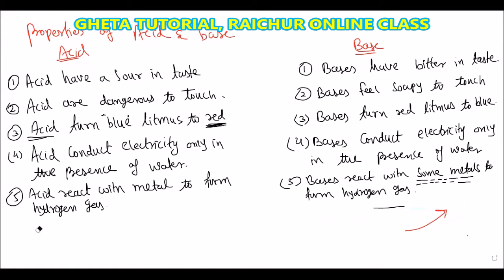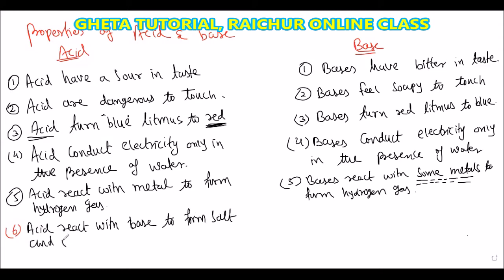What about the next point now? Sixth point, the next property of acid. Sixth point is what about that? Acid reacts with base. What will happen when the acid reacts with base? Salt and water is formed. Yes, exactly. When the acid reacts with base, it forms salt and water.